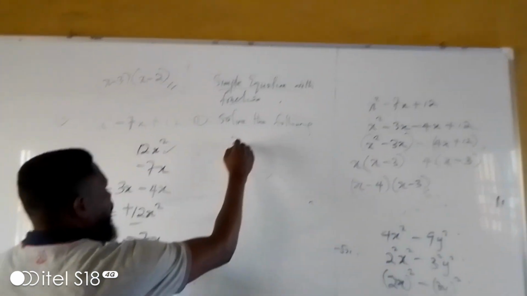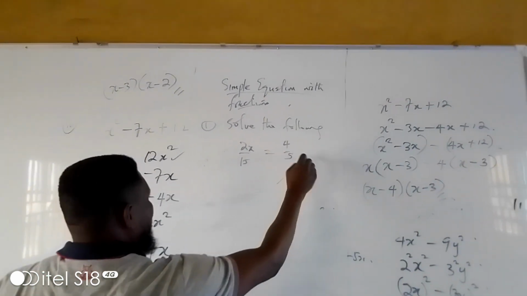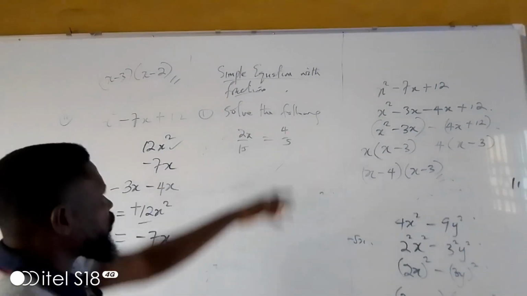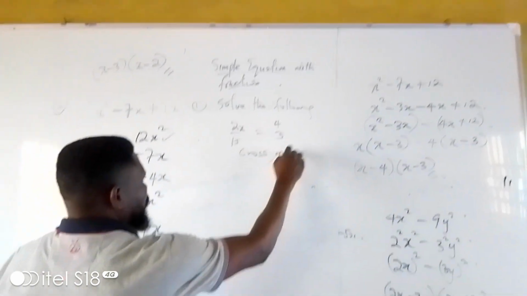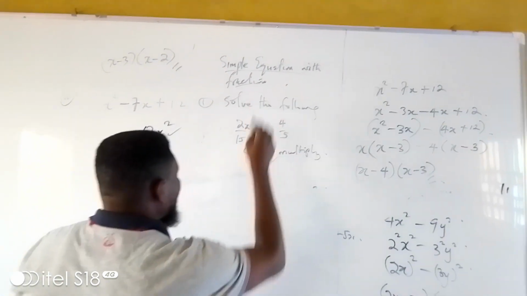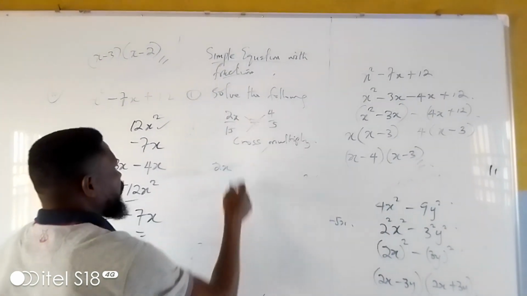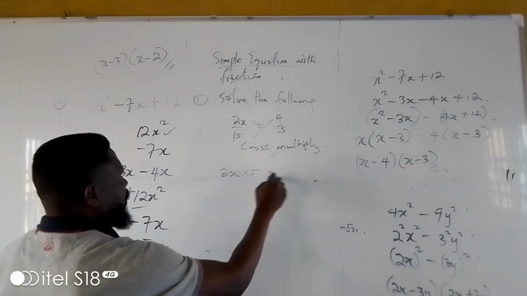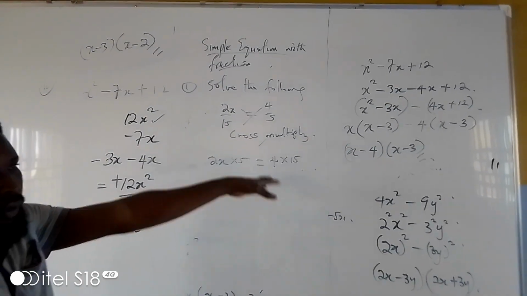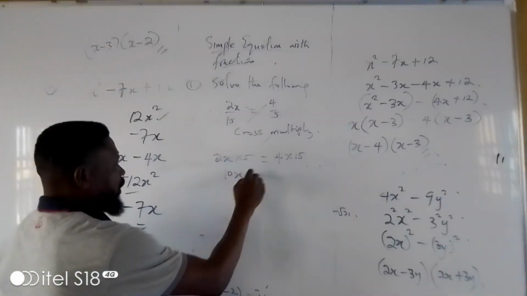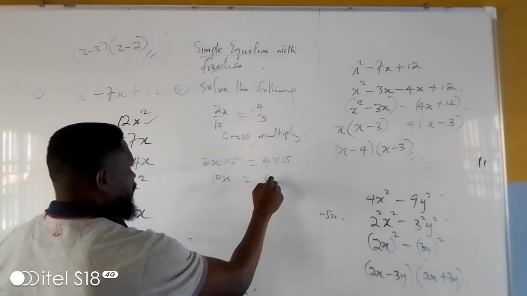Now the first question here is 2x over 15 equals 4 over 5. It's a very simple case. Of course, when we have this, what do you do? You cross multiply. When you cross multiply, of course you have 2 times 5, then you have 4 times 15. 2x times 5 equals 10x, and 4 times 15 will give us 60.